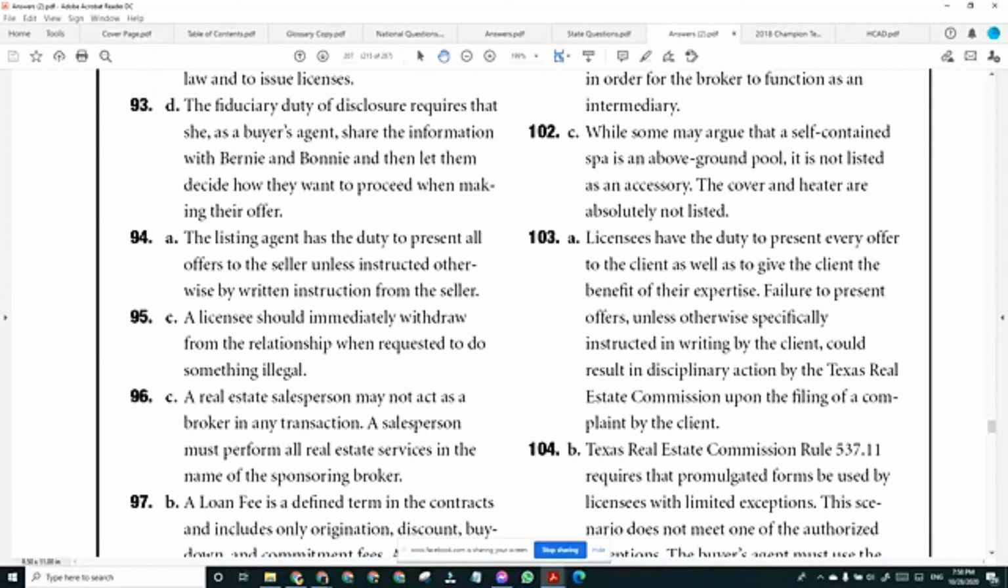I think you were explaining why C was not the correct answer. I was explaining why C was not the correct answer. Oh my gosh. That tells me it's been a long day. So 95. We're on 95, right?